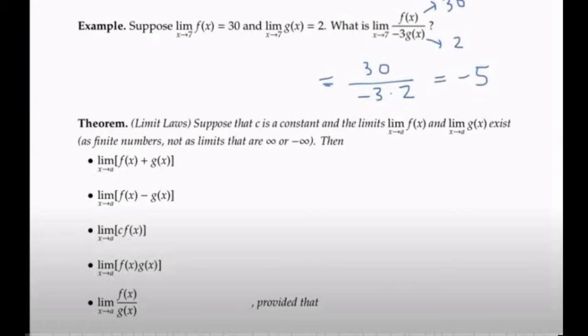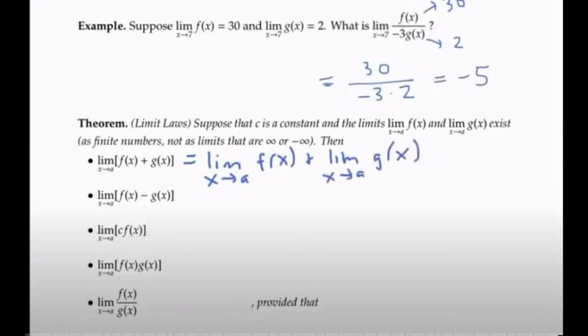In calculating this limit by plugging in numbers for the components, we were using the limit laws, which are now stated. Suppose that c is a constant, just some number, and that the limits as x goes to a of f of x and g of x exist as finite numbers, not limits that are infinity or negative infinity. Then the limit of the sum f of x plus g of x is equal to the limit of f of x plus the limit of g of x.